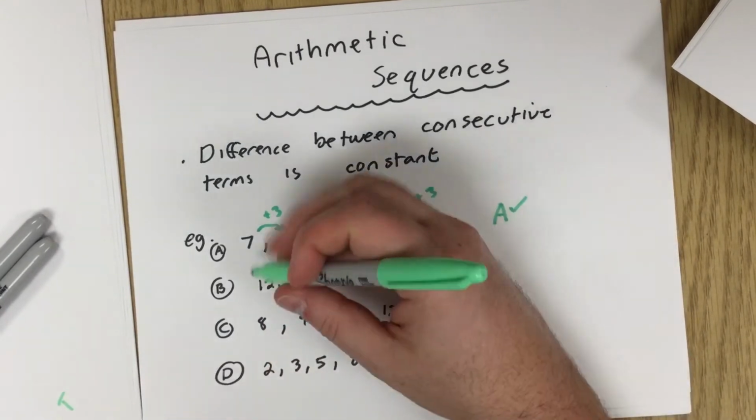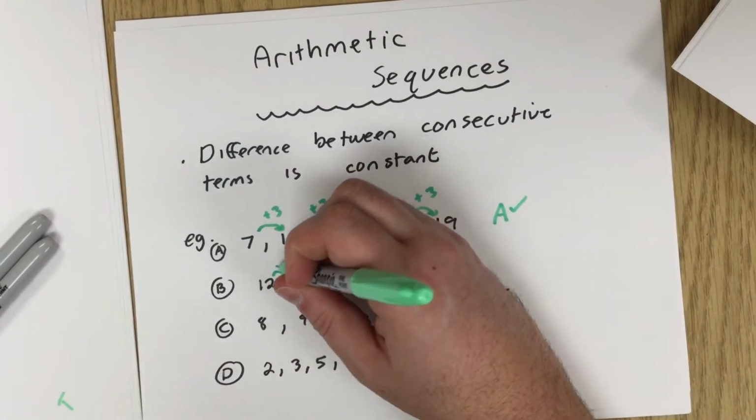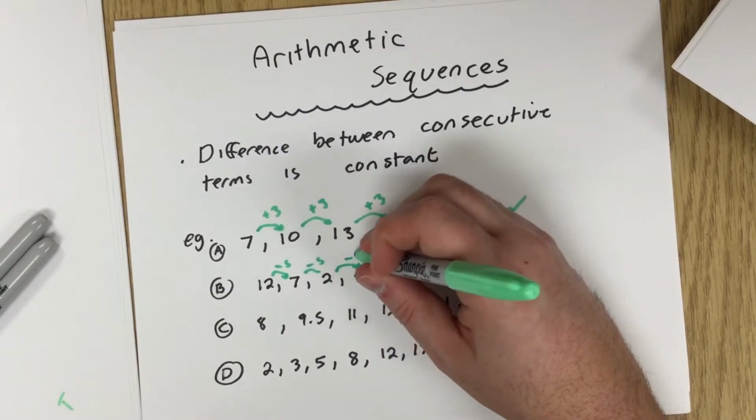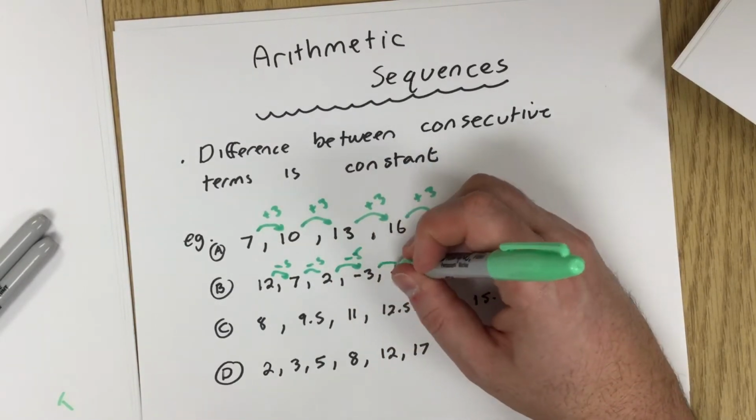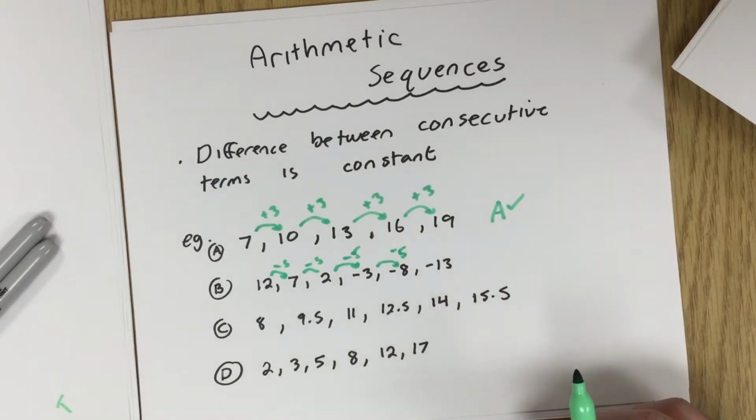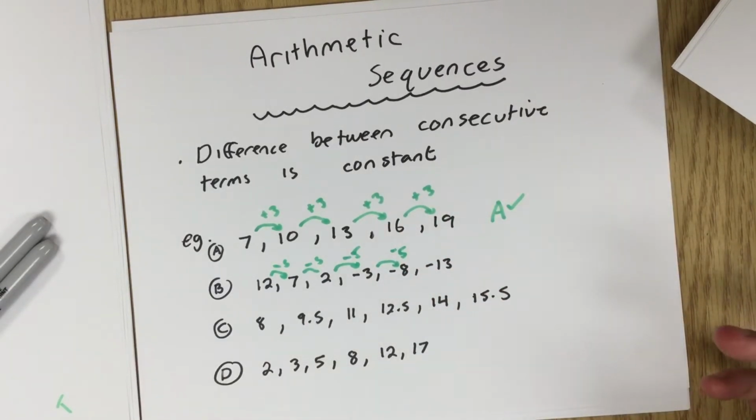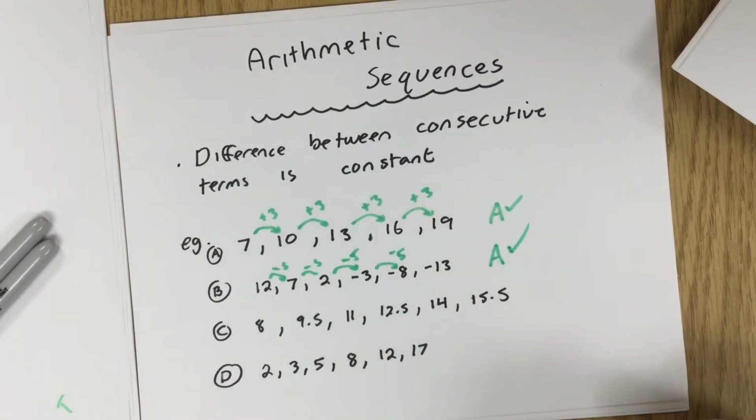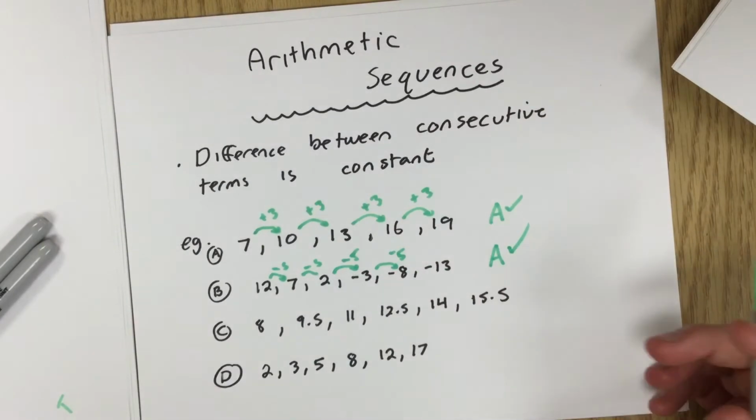This one over here, 12 to 7, we go down 5, down 5, down 5, down 5. So here, the difference is negative 5. Is that arithmetic? It absolutely is. It's still arithmetic. So it could be a positive or a negative.